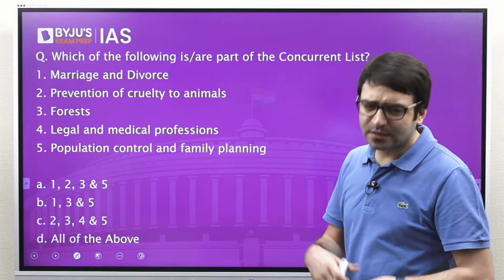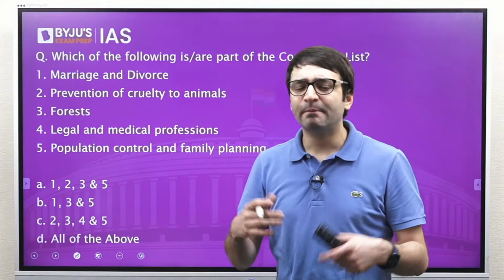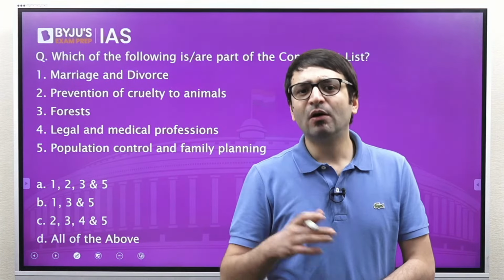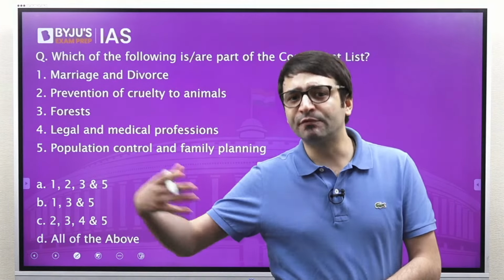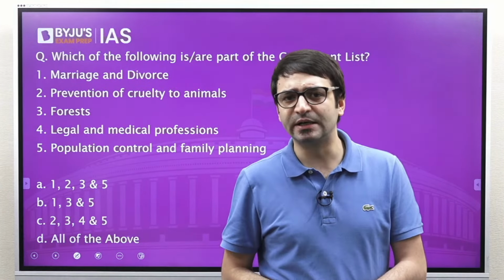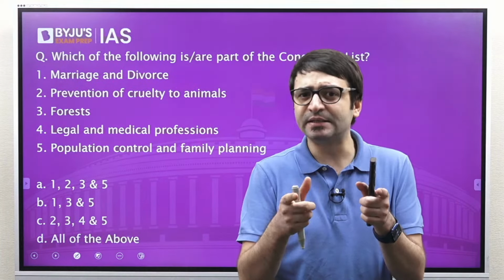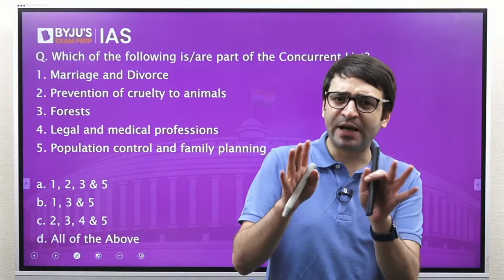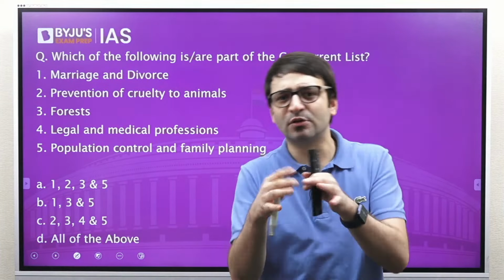union list. Slightly difficult for you to remember, but that doesn't mean you have to memorize all the 97 items which are mentioned in the union list, all the items which are mentioned in the state list, 61 items, all the 47 items which are mentioned in the concurrent list. But just keep a track of the important subjects which were in the news and just try and find out whether they are part of the union list or state list or concurrent list.